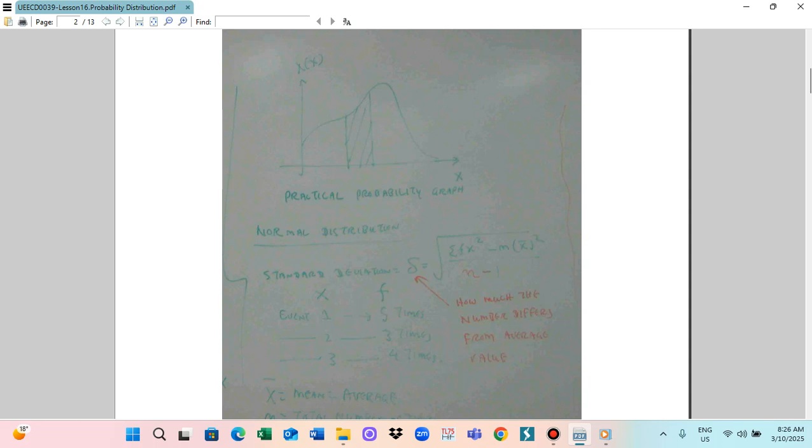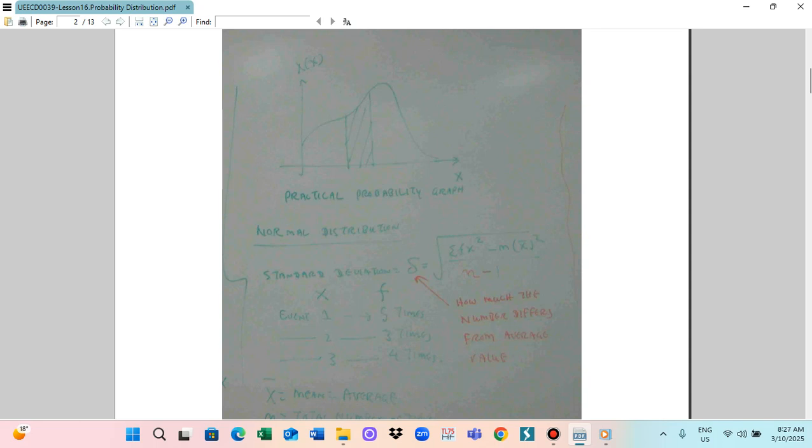Horizontal is the X, vertical is the gamma X. So this is the probability graph. Horizontal X, the chance to happen is the gamma X, the vertical. So there are 12 scales. Between 5 to 9, this graph will be the probability graph. This is a simple example, but in real practice, all the probability graphs have different shapes.